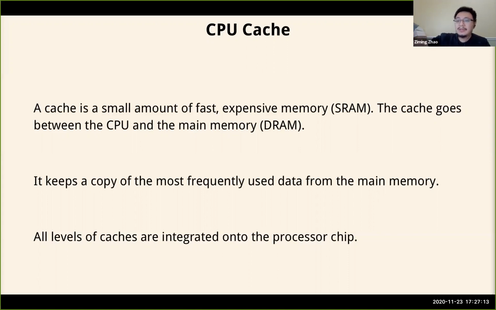But the capacitor will leak electricity, right? So you have to recharge it. And the SRAM is made of 6 gates. So it's much more expensive, but it's very, very fast, and you don't have to recharge it. So to make your computer run faster, we keep a copy of the most frequently used data in the cache. So when the CPU wants to use that data, it goes to the cache instead of going to the main memory. And the cache is also divided into multiple layers. All the layers of the CPU cache are integrated onto the processor itself.